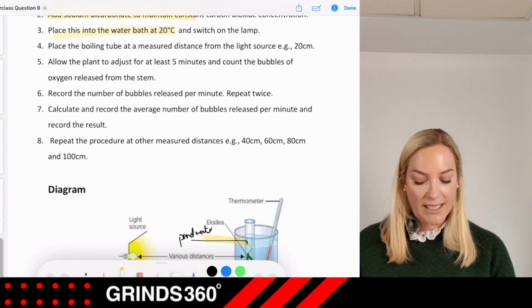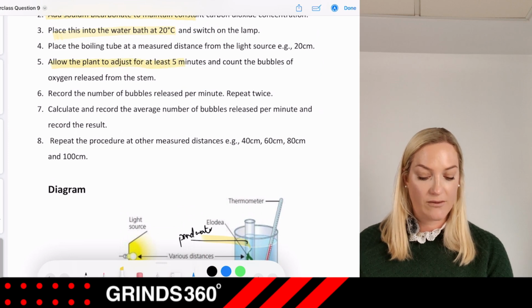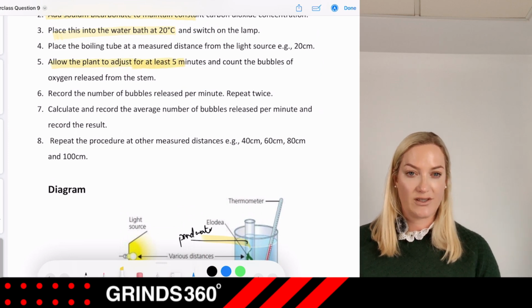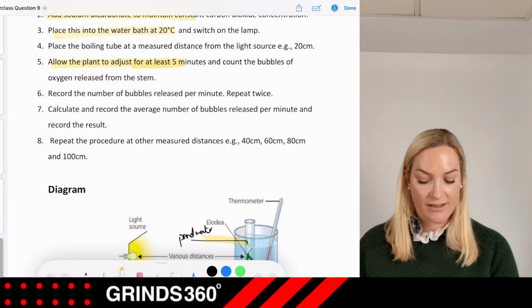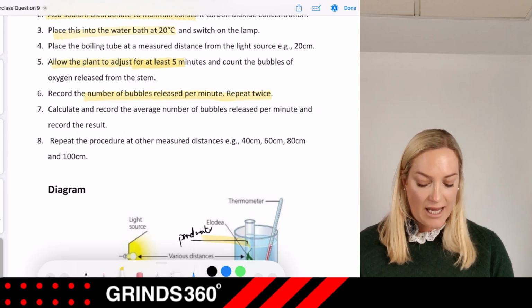The main thing is you're going to leave your boiling tube there for at least 5 minutes to adjust. And then you're going to start counting. Then you're going to record the number of bubbles per minute. Repeat this twice, and this is important.